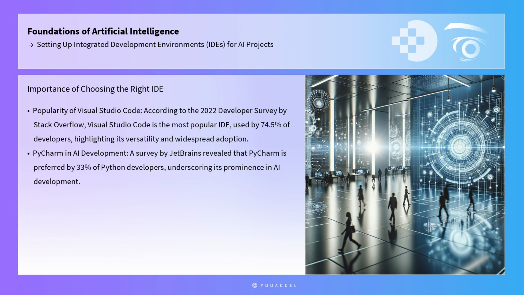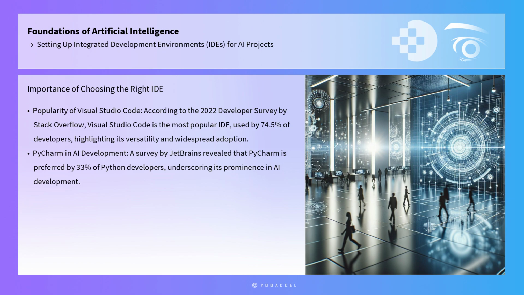Statistics reinforce the importance of choosing the right IDE. According to the 2022 developer survey by Stack Overflow, Visual Studio Code is the most popular IDE, used by 74.5% of developers, highlighting its versatility and widespread adoption. Additionally, a survey by JetBrains revealed that PyCharm is preferred by 33% of Python developers, underscoring its prominence in AI development.